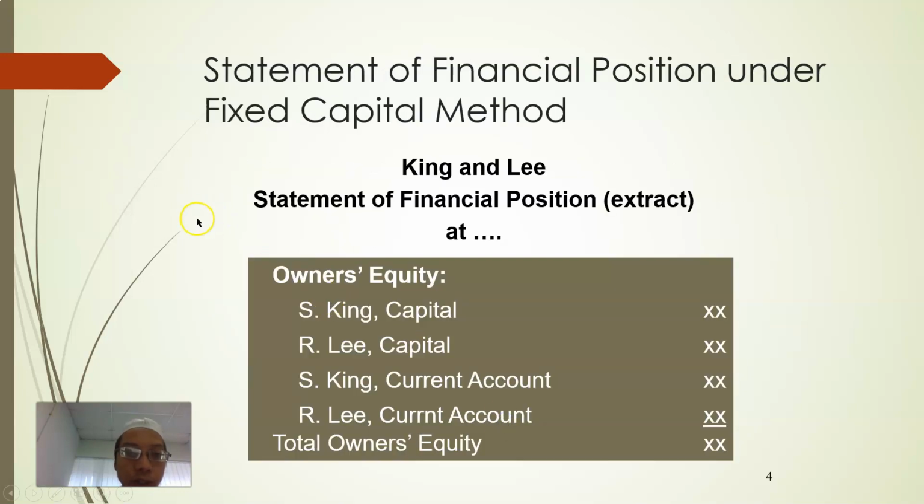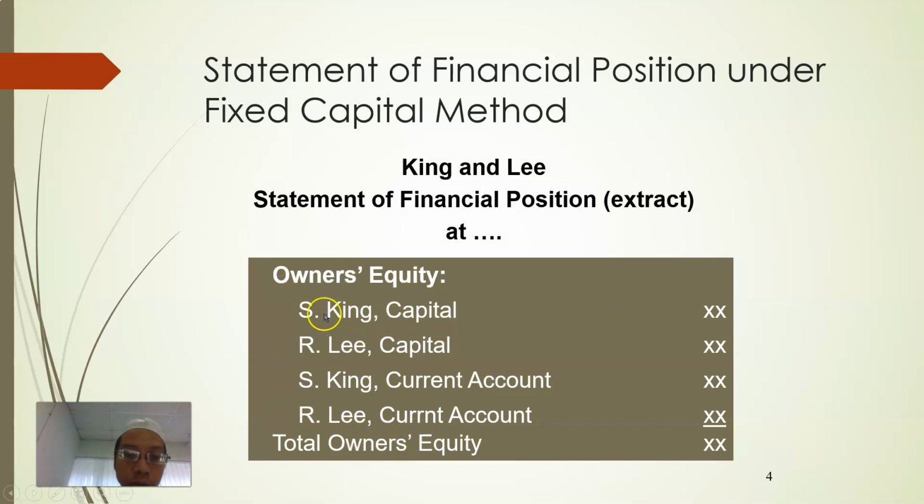Next, we will see the effect in the statement of financial position, or the balance sheet. The effect will be seen in the owner's equity section of the balance sheet, and under the fixed capital method, there will be twice the amount of accounts as the number of partners. So if there are two partners, there will be 4 accounts, one capital account and one current account for each of the partners. So there will be 4 in this case.